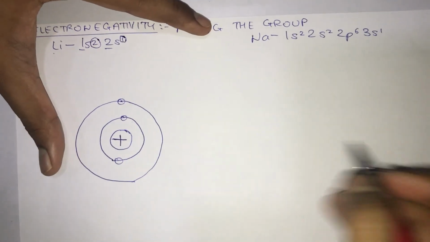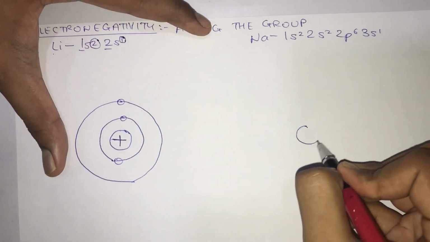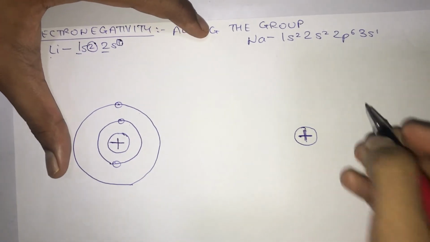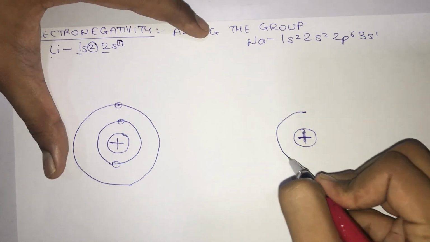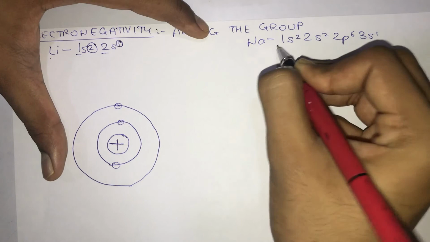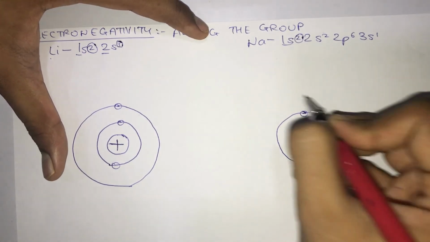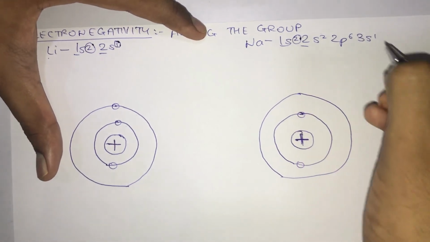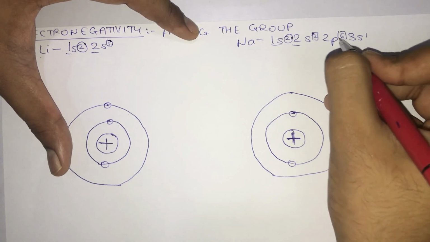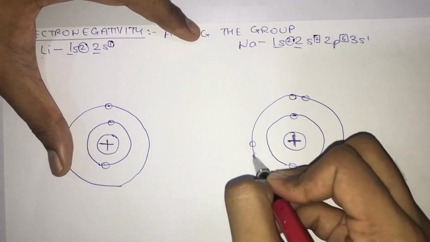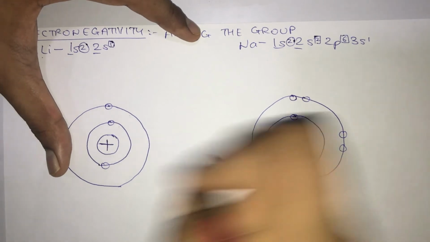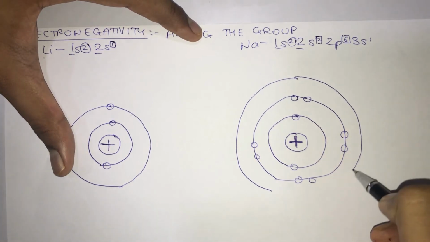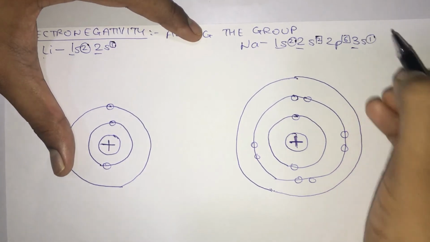Now, let's draw the diagram for the sodium atom. So first of all, the nucleus has a nuclear charge which is nothing but positively charged. Then inside the first energy level, again there are two electrons. Inside the second energy level, again there are 2 plus 6, 8 electrons. Okay. Now, inside the third energy level, there is only one electron.